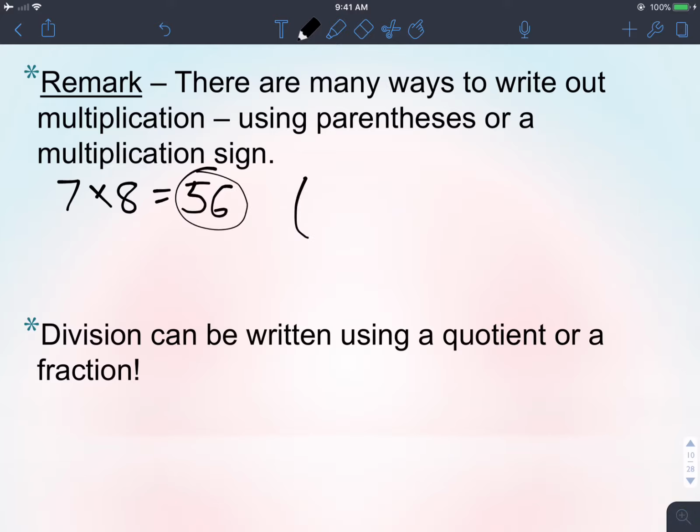I can write it with parentheses. It also means multiply. Finally, the one you're probably going to have to enter in the homework, if you run into something like prime factorization, is going to be a dot. 7 dot 8.